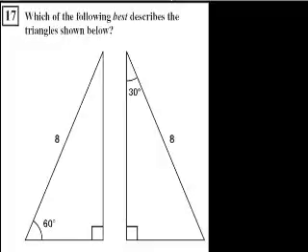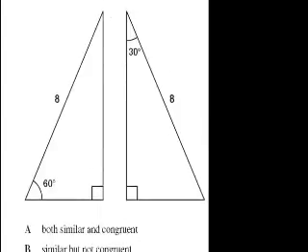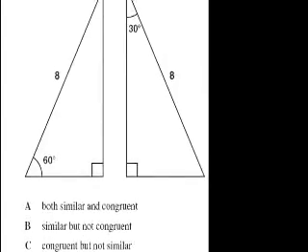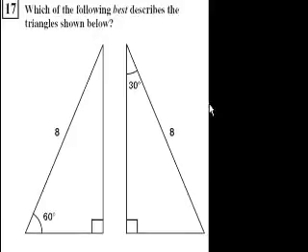All right, we're on problem 17. It says, which of the following best describes the triangles shown below? Both are, okay, they want to know, are they similar, are they congruent, etc. Okay, so let's think about it a little bit. They tell us that this is a 60-degree angle, this is a 90-degree angle, right? They do this little square thing there that tells us 90-degree angle.